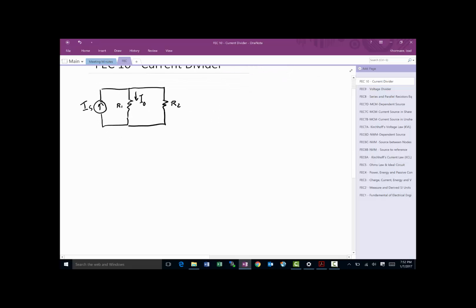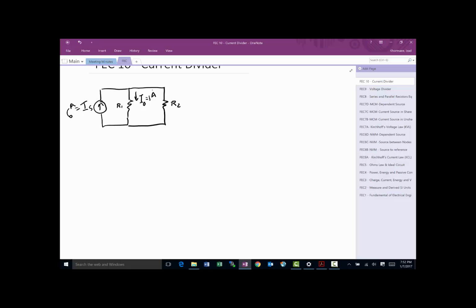Let's say someone gives us an Is equal to 6 amps, and they want us to make sure that on this branch only 1 amp goes down. Okay, so that's what they've given us, and that's the goal for this problem. So again, like we've done before, we look at what techniques we know that allow us to analyze this and figure out what value R1 should be and what value R2 should be.